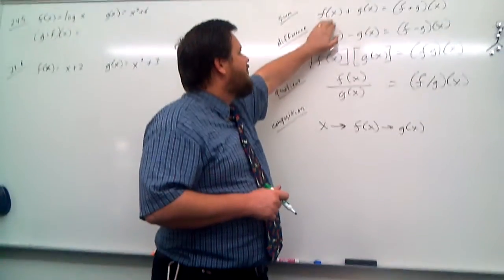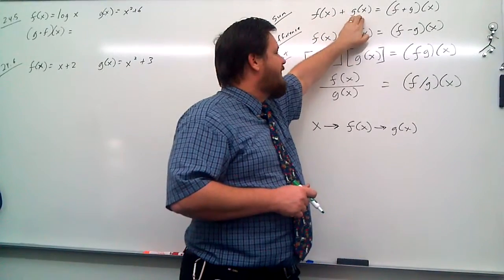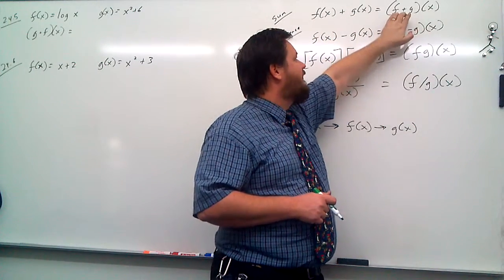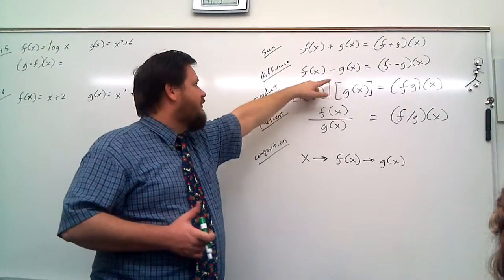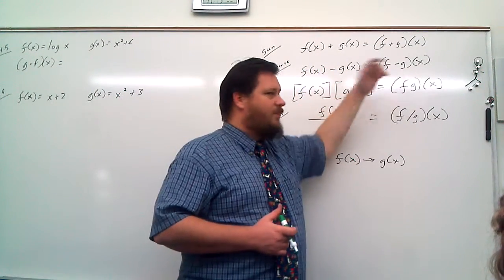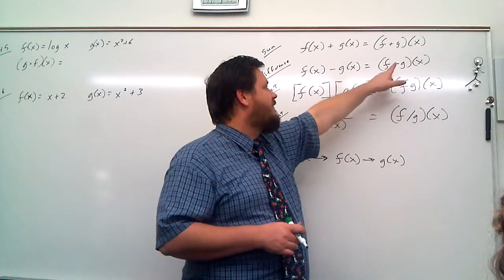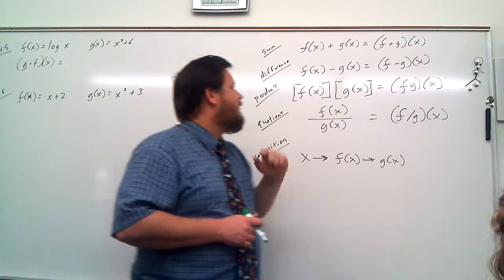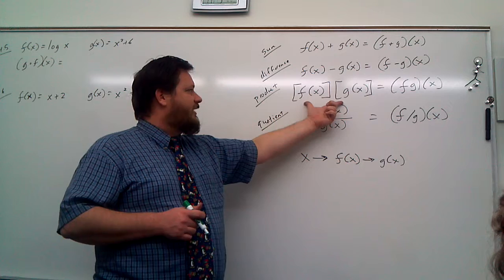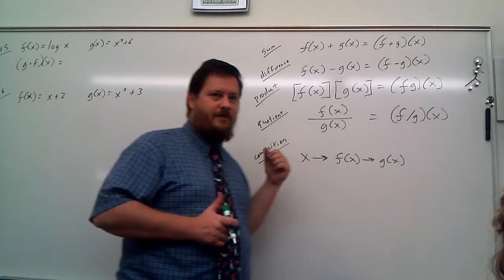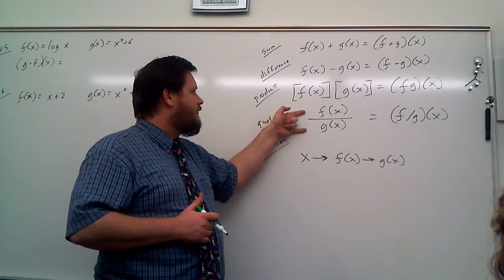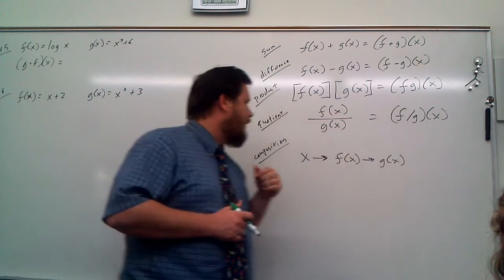So function f of x plus function g of x gives us the combined function f plus g of x. We can do the same thing subtracting functions, f of x minus g of x. If we put those two functions together, we have f minus g of x. We can multiply functions together, and we would call that function fg of x. And we can divide functions, and we write it like this.